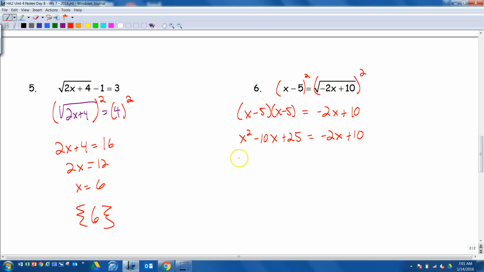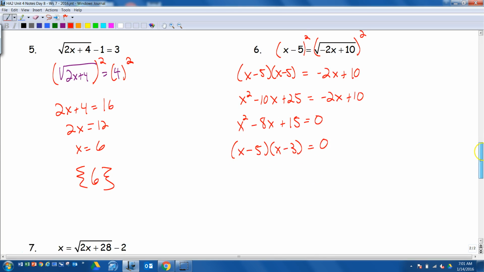Move the 2 over and the 10 over because it's a quadratic. X squared, that's a plus 2, so minus 8x plus 15 equals 0. Alright, so we get x minus 5 when you factor, and x minus 3 equals 0. And both of these are x equals 5 and x equals 3.